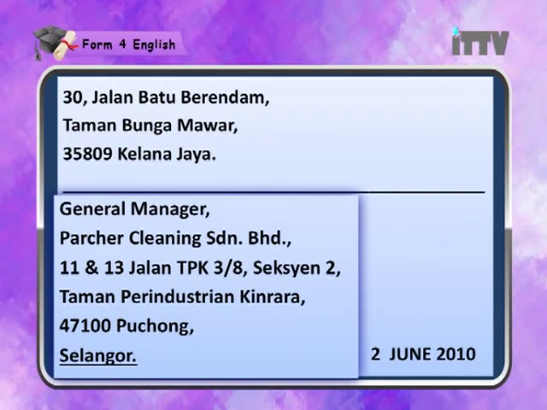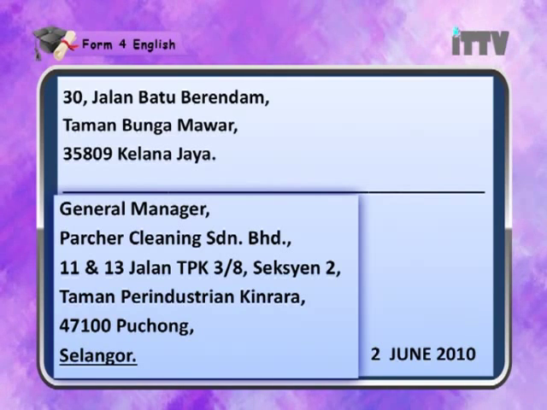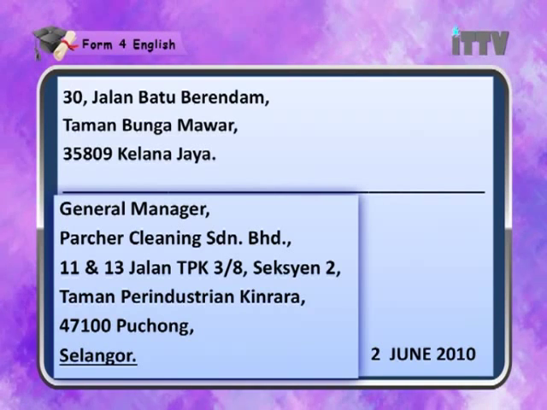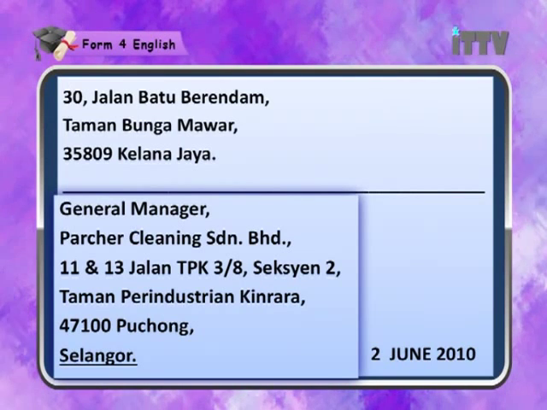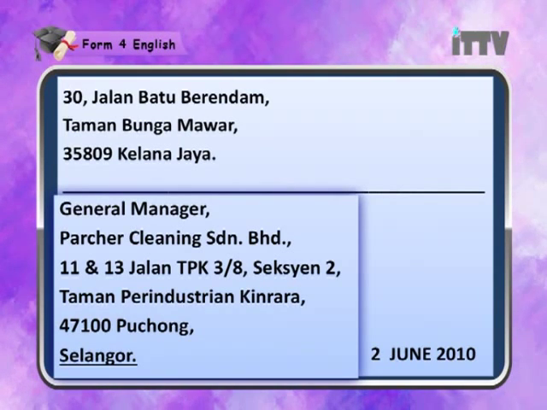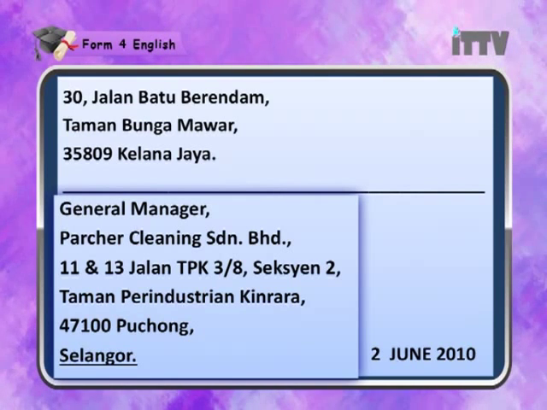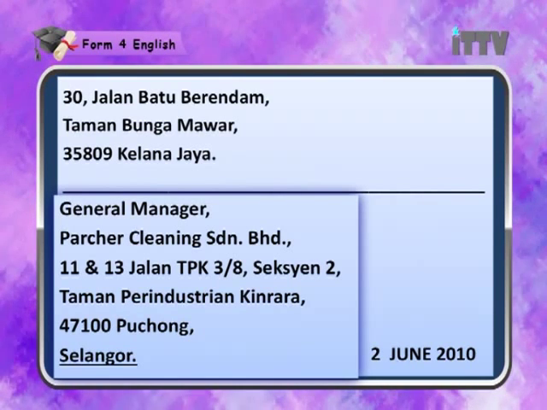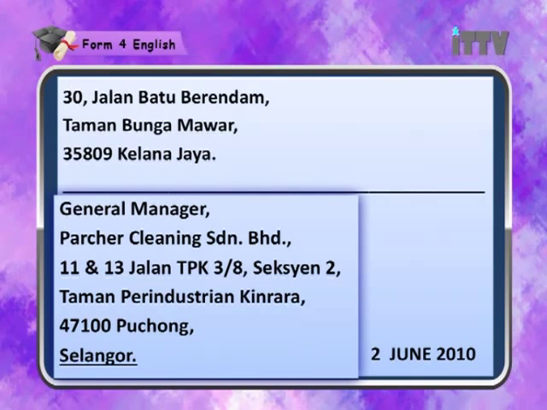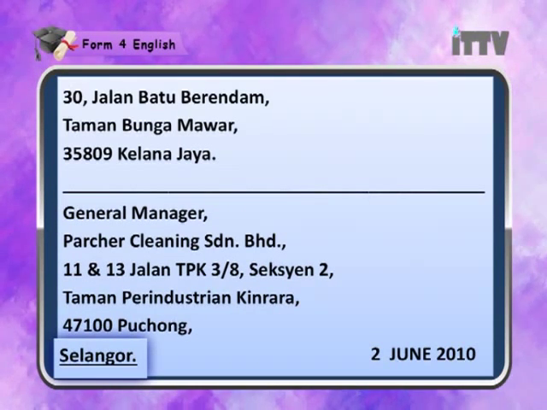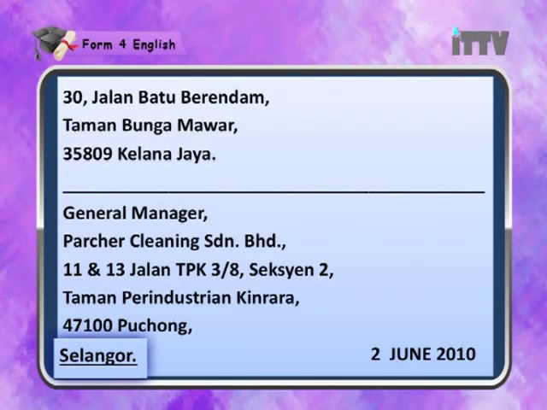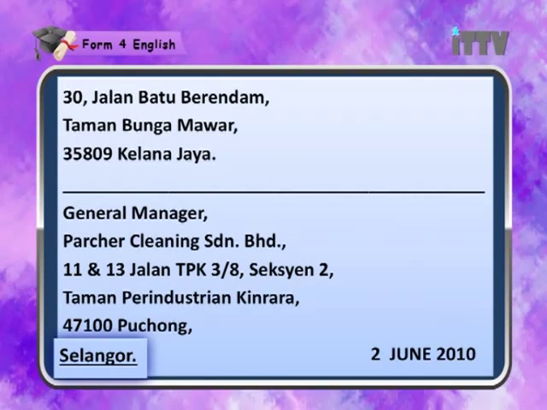So here we have General Manager. Now, what company are we writing to? Pacha Cleaning Sendirian Berhad. 11 and 13, Jalan TPK, 3/8, Section 2, Taman Perindustrian Kinrara, 47100, Puchong, Selangor. Now, you see Selangor is underlined. Now, the last line of the recipient's address should be underlined.